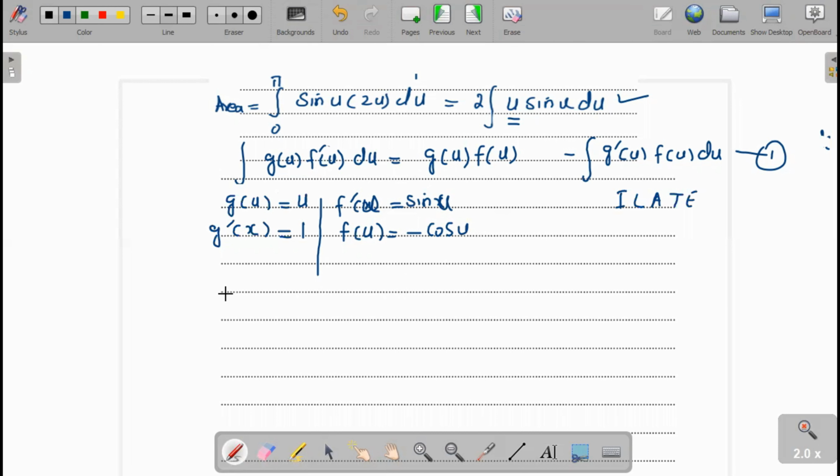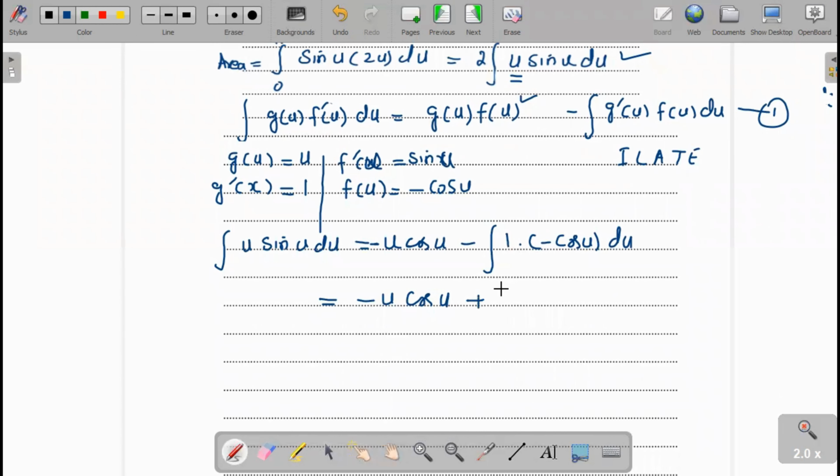Now we put the values in, and we write the integral as u into sin u into du. That will be equal to g of u, which is u, and f of u, which is minus cos u. You can write it as minus u cos u minus, written as it is, g dash of u is 1 and f of u is minus cos u into du. Now this value will be equal to minus u cos u, minus minus, plus the integration of cos u into du.